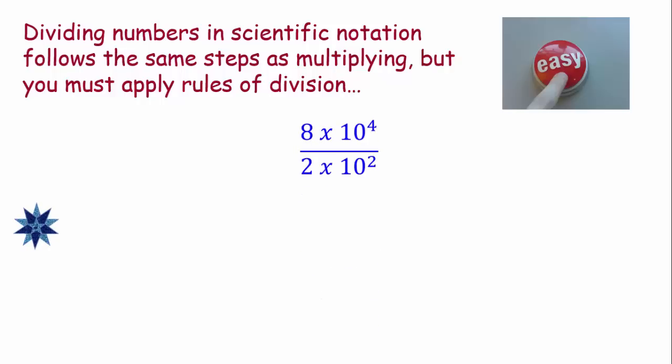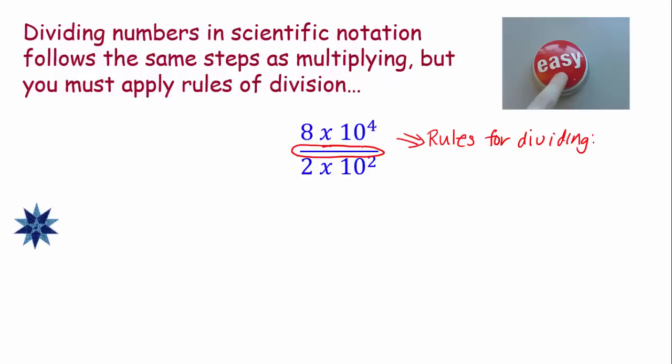So let's take a look at 8 times 10 to the 4th over 2 times 10 squared. So the first thing I want to point out to us is this division sign right here. Okay, so we're going to take a little look off to the side here, and let's talk about our rules for dividing when we have like bases. So rules for dividing. So remember when we talked about exponents, we had the same bases. So we have 10 to the 4th and 10 squared.